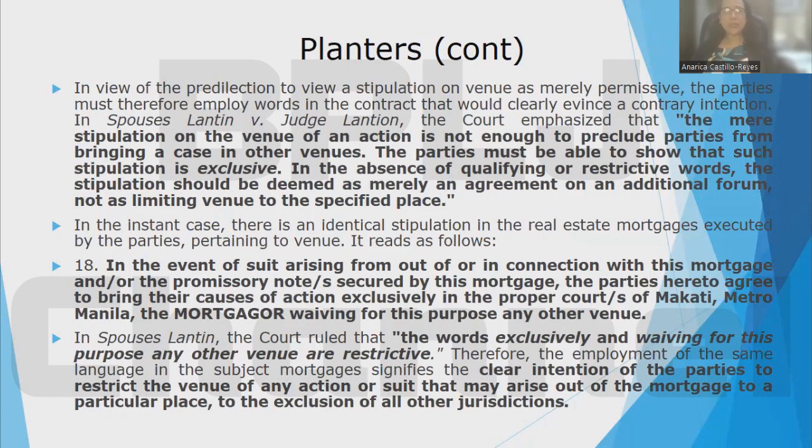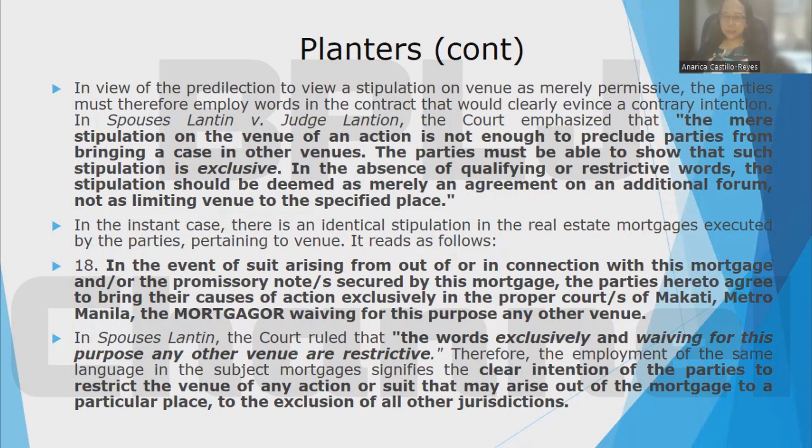Okay. So the Supreme Court held that the mere stipulation on venue is not enough to preclude parties from bringing a case in other venues. The parties must be able to show that such stipulation is exclusive. In the absence of qualifying or restrictive words, the stipulation should be deemed as merely an agreement on an additional forum. Here, the stipulation reads as follows: in the event of suit arising from this mortgage, the parties agree to bring the cause of action exclusively in the proper court of Makati, the mortgagor waiving for this purpose any other venue.